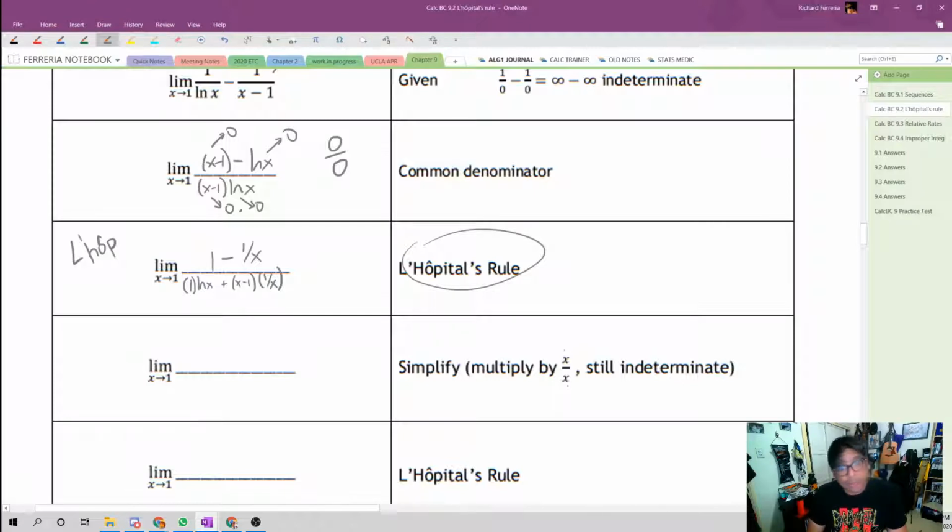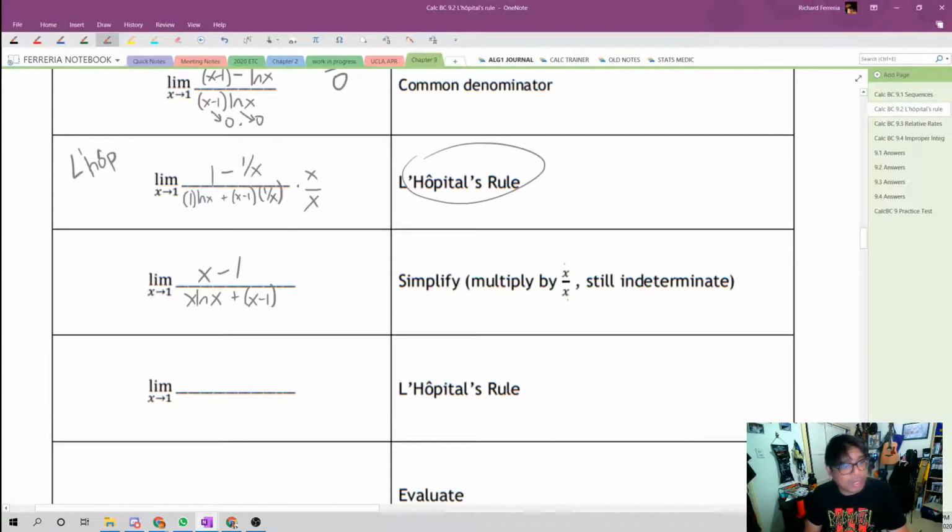All right, we're going to simplify both sides by multiplying by x over x. So we're multiplying the numerator by x, and we're multiplying the denominator by x. So this gives me x minus 1, and on the denominator, that gives me x natural log of x plus x minus 1. Okay, let's check. Is this still indeterminate or not? If I substitute 1, the numerator gives me 0. The denominator gives me 1 multiplied by 0, which is 0, plus 1 minus 1 is 0.